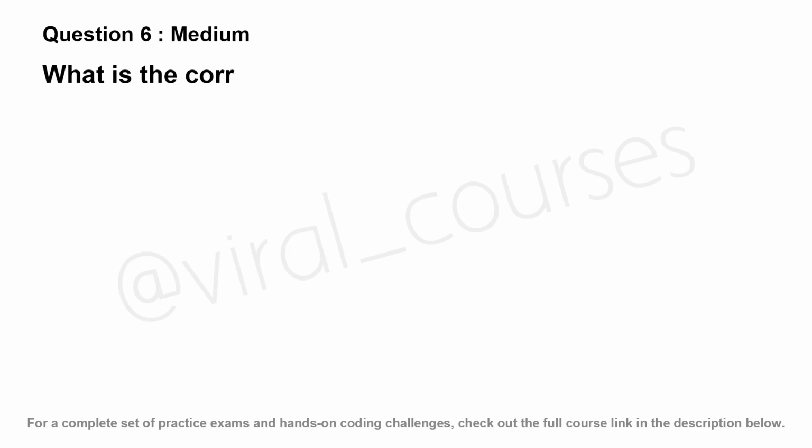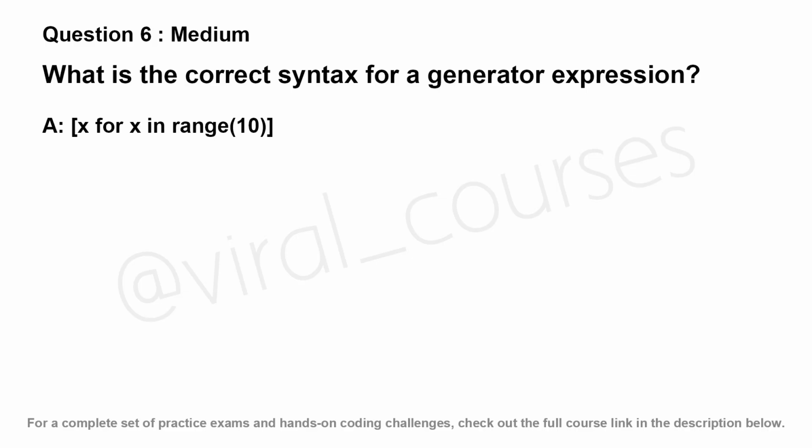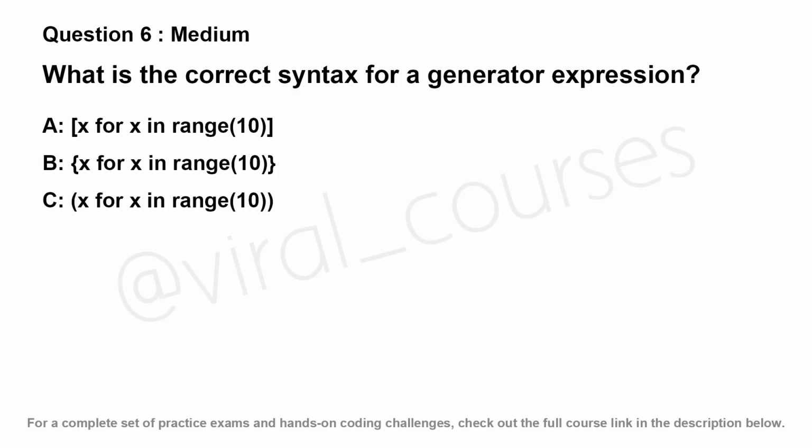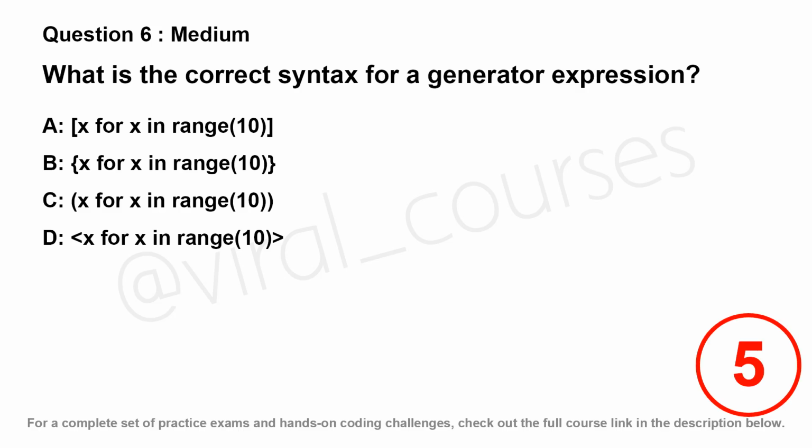What is the correct syntax for a generator expression? Option A, [x for x in range(10)]. Option B, {x for x in range(10)}. Option C, (x for x in range(10)). Option D, <x for x in range(10)>.